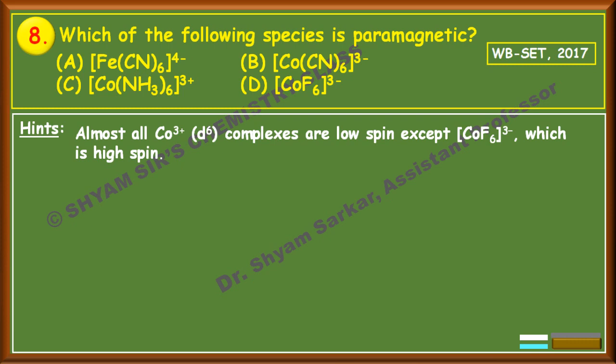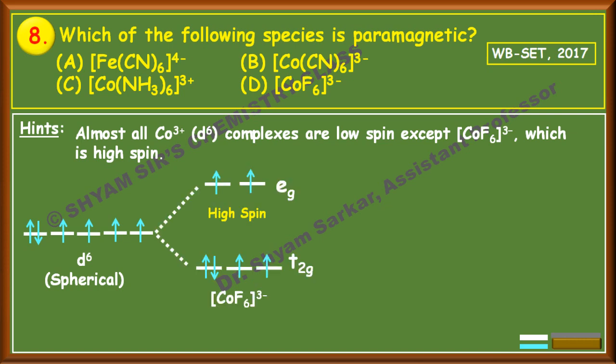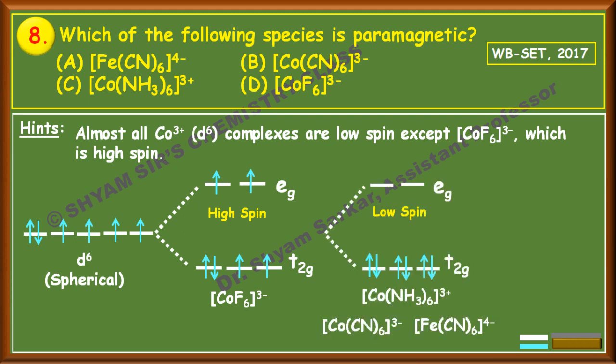So if you see the electronic distribution and splitting of d orbitals, this is the arrangement in the spherical field, and the high spin and low spin configurations of d6.